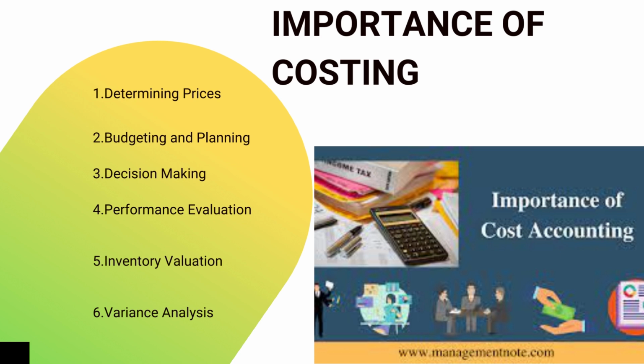Number 2, it helps in budgeting and planning. Businesses or organizations use costing to create budgets and allocate resources efficiently for various projects, departments, and activities. Then thirdly, it will help you in your decision making. The information assists managers in making informed decisions about resource allocation, production methods, outsourcing, and more by evaluating the cost implications of different options. Then number 4 is it helps you in performance evaluation.